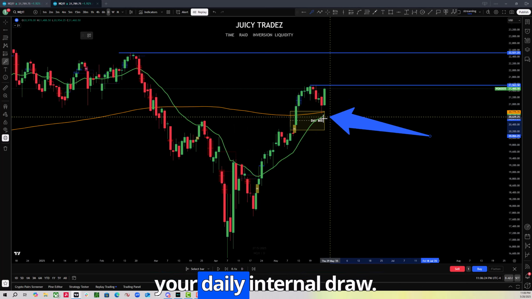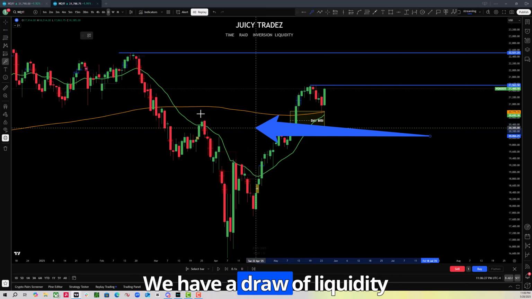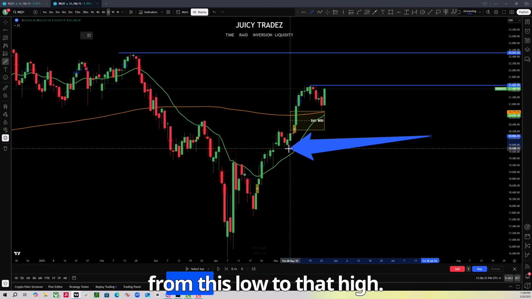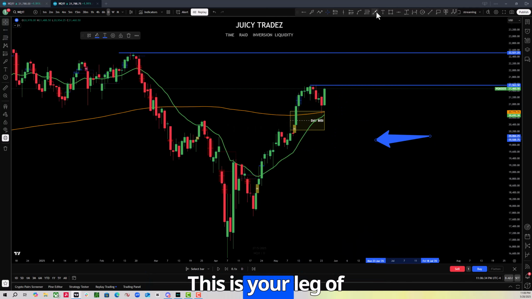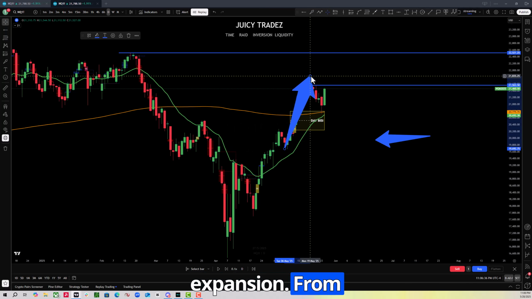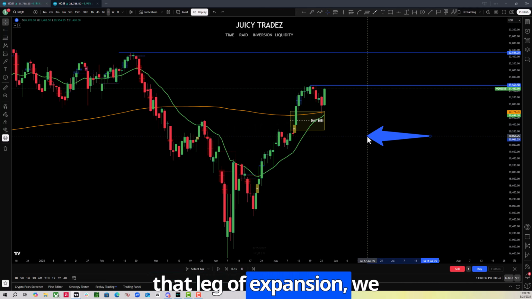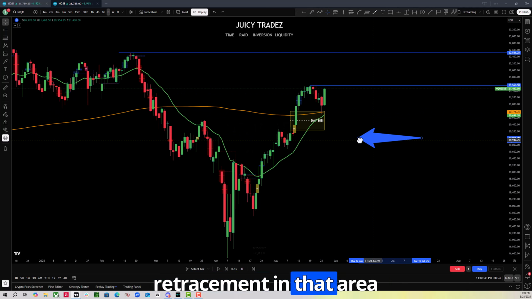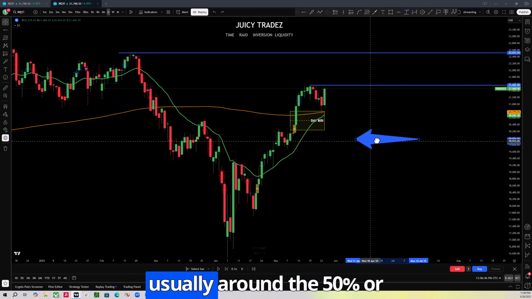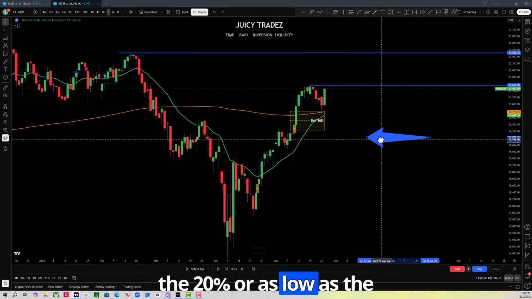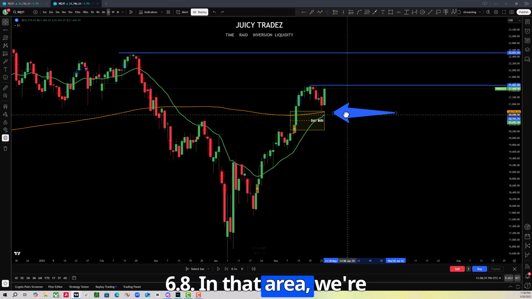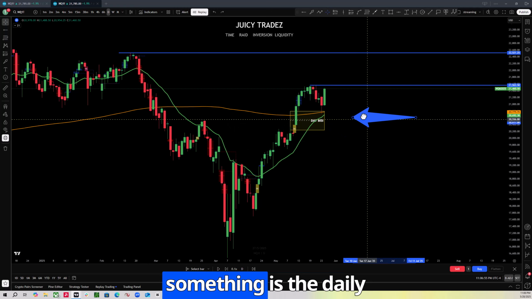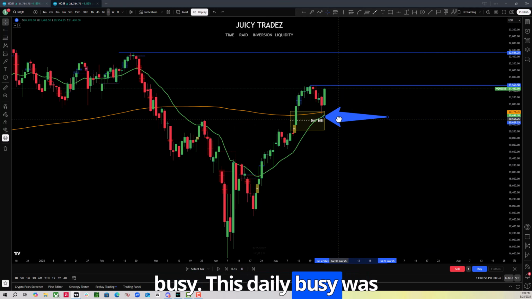This right here is your daily internal draw. We have a draw of liquidity higher, and because this is your internal draw, price from this low to that high is your leg of expansion, right? From that leg of expansion, we enter a leg of retracement. And in that leg of retracement, usually around the 50% or the 20% or as low as the 6.8, in that area, we're looking for price to gravitate towards something. That something is the daily BISI. This daily BISI was hit.